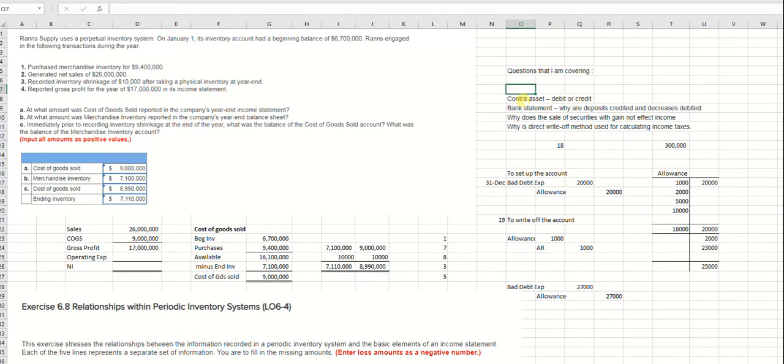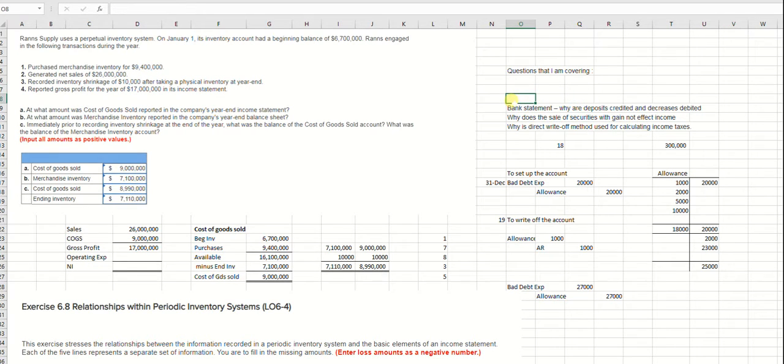Contra asset. Contra assets, contra means opposite. So an asset has a debit balance, so a contra asset always has a credit balance. By definition, opposite asset. Assets have debit balance, so contra assets have credit balance.